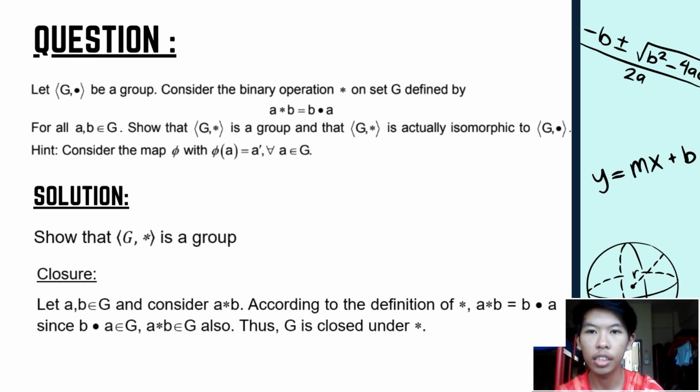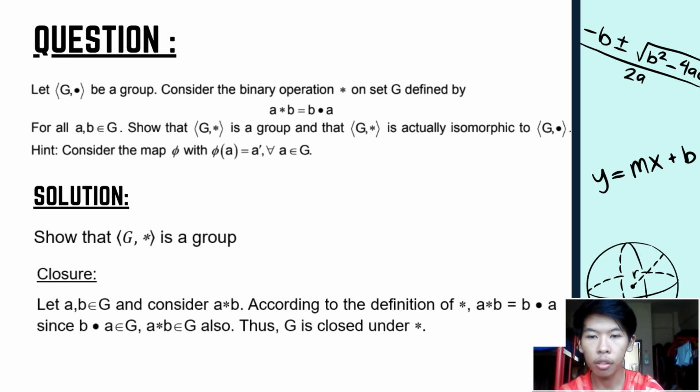Question 3. Let (G, ·) be a group. Consider the binary operation star on set G defined by A * B equal to B · A for all A, B element G. Show that (G, *) is a group and that (G, *) is actually isomorphic to (G, ·). Consider the mapping phi with phi(A) equals to A inverse for all A element G.